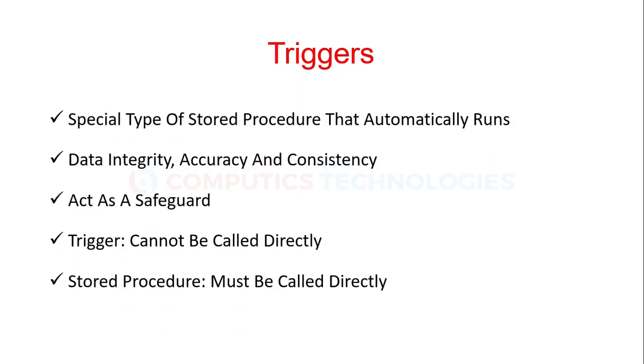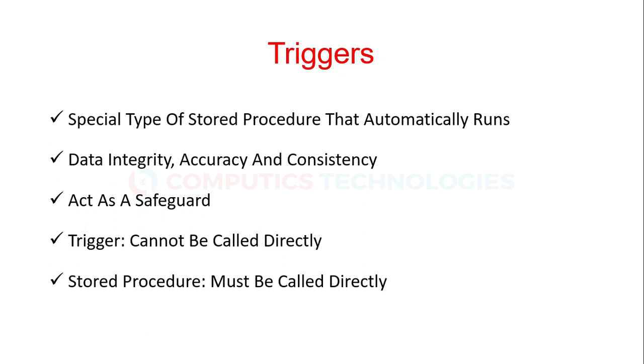A trigger is a special type of stored procedure that automatically runs when an event occurs in the database server. These triggers play a vital role in maintaining data integrity, ensuring the accuracy and consistency of information. Similar to their real world counterparts, SQL triggers act as a safeguard, responding to events and safeguarding data integrity. Because a trigger cannot be called directly, unlike a stored procedure, it is referred to as a special procedure.